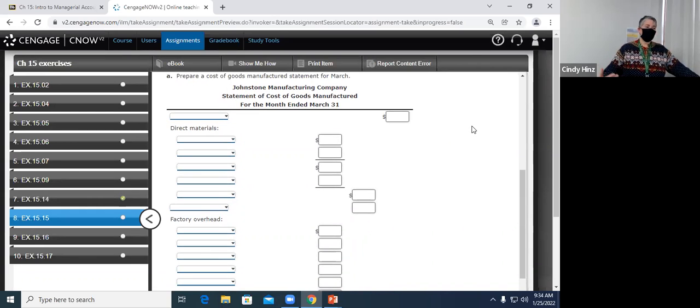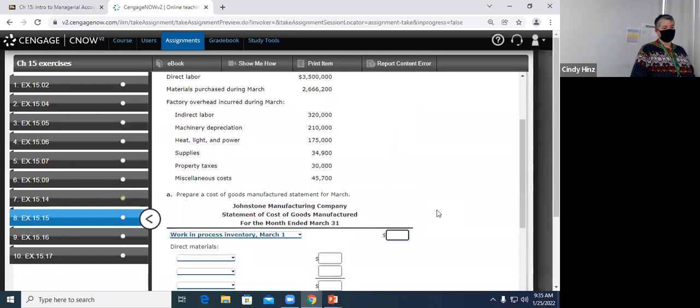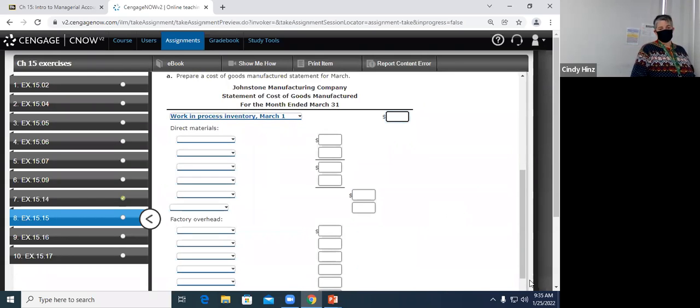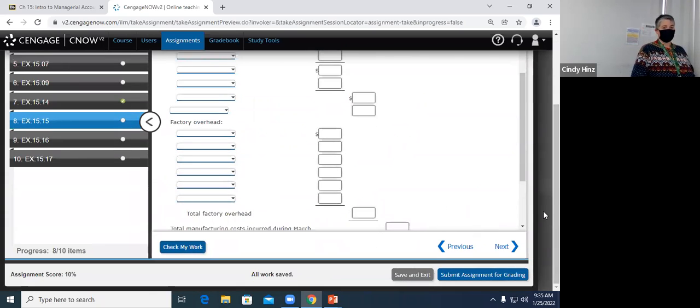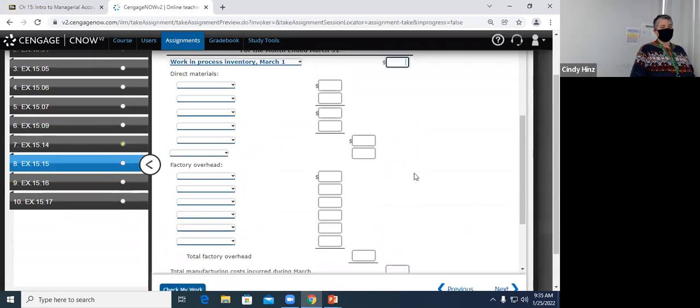So thinking about what we just saw in those examples, I want to start with the beginning work in process inventory. Now, I happen to have a printout of the exercise, so I'm probably not going to scroll up and down to see the information that was given. You certainly should do that as needed. But it's easier for me if I just leave it here where you're going to be able to see most of the exercise without the up and down.